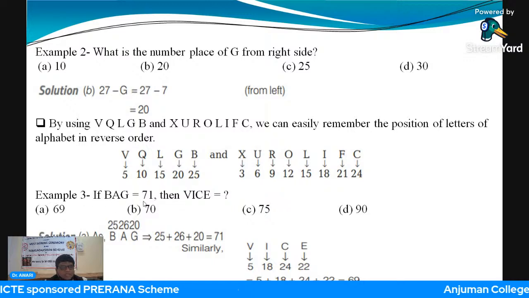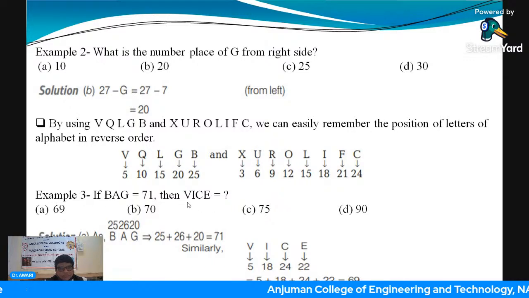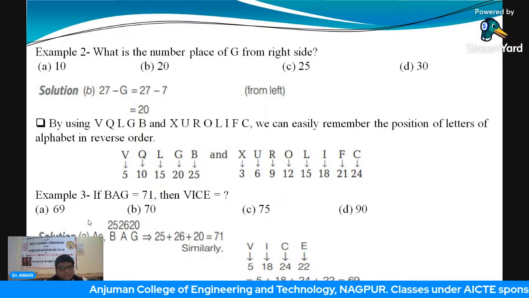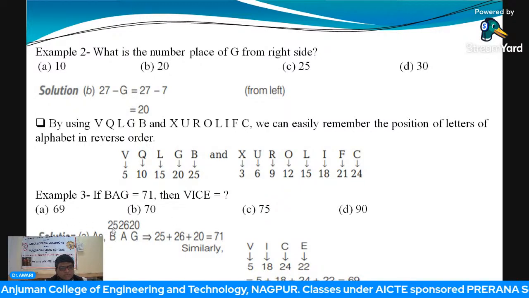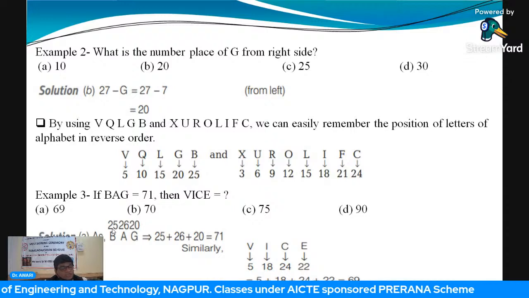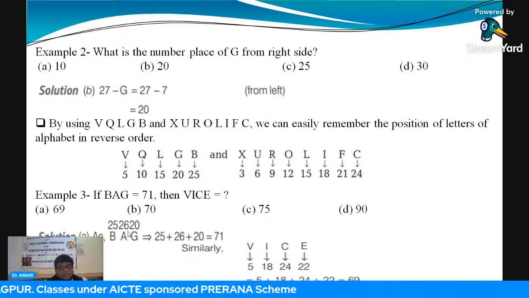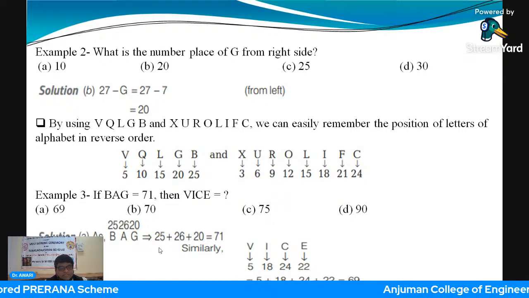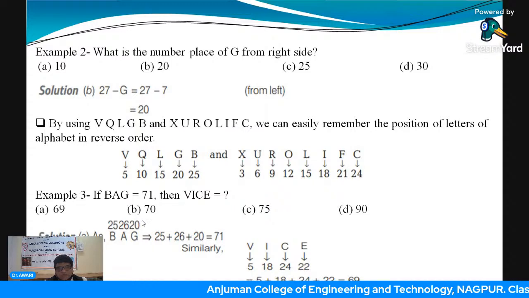If BAG back is equal to 71, then what is the value of VICE? So BAG back: B is nothing but the 25th from the reverse side, A is the 26th alphabet from the reverse side, and G is 20th. So BAG, that is 25 plus 26 plus 20, is equal to 71. What is VICE? It is being taken from the reverse order.